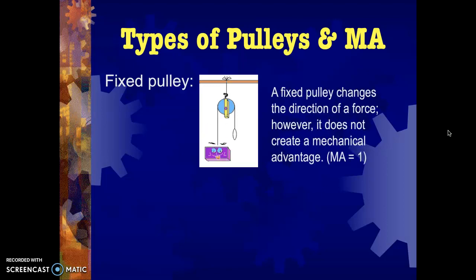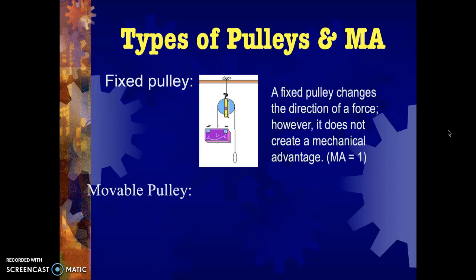Okay. A fixed pulley changes the direction of the force. However, it does not change the amount of force being used, so it has a mechanical advantage of 1. So you would use a fixed pulley when it would be easier to pull down than to lift up. You're still going to use the same amount of force.